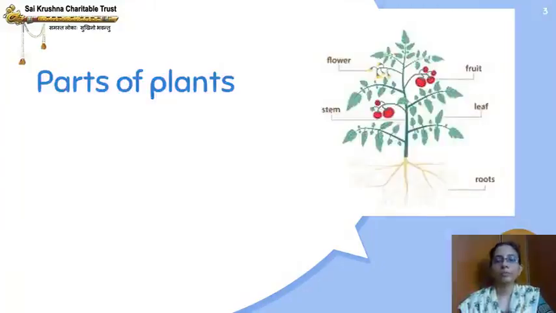Before we pass on to reproduction, let's see the parts of plants. Do you see the picture of a plant here? Yes, and you can see the various parts. You have the roots, the stem, the leaf, the flower and the fruit. And guess what's inside the fruit? There's a seed.